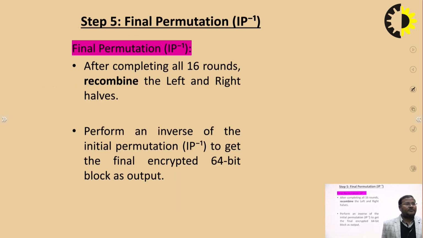Now, step 5, final permutation, that is IP inverse. After completing all 16 rounds, recombine the left and right halves and perform the inverse of the initial permutation, that is IP inverse, to get the final encrypted 64-bit block as output.